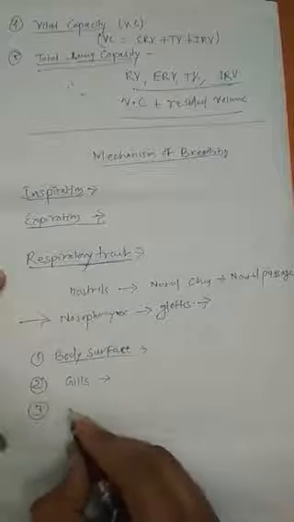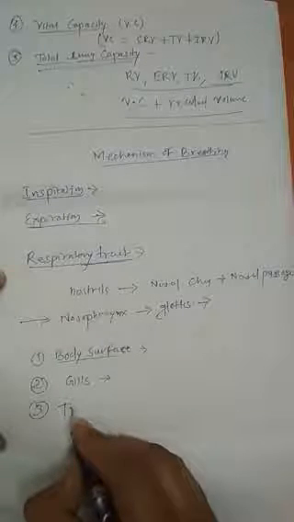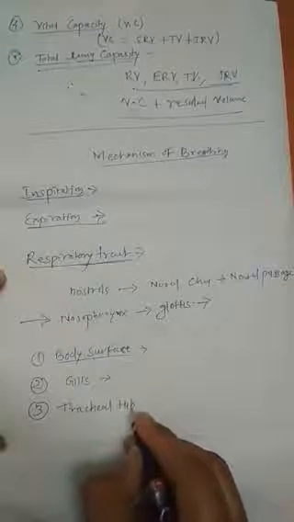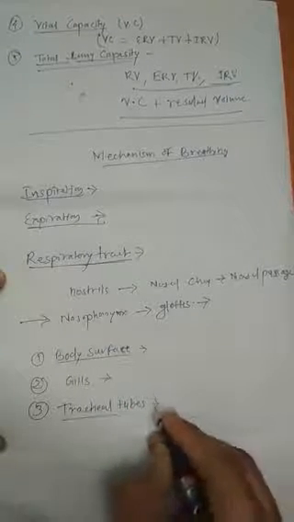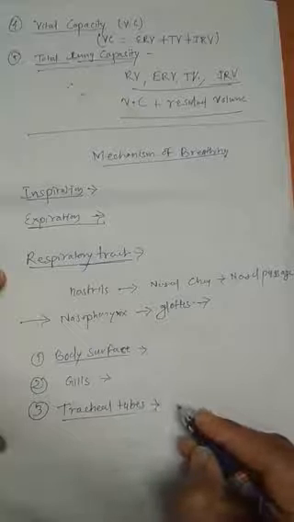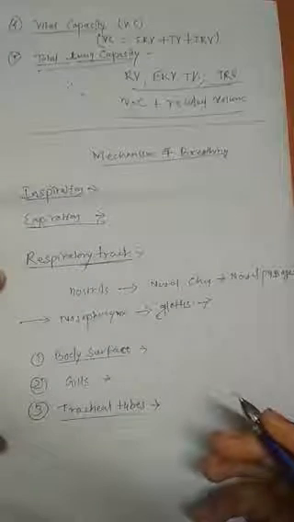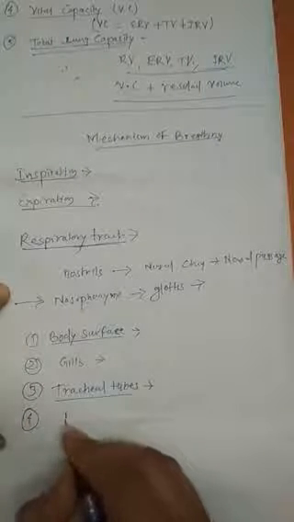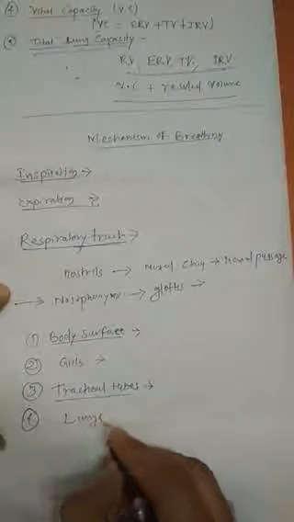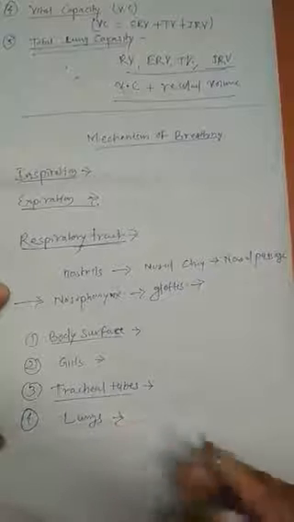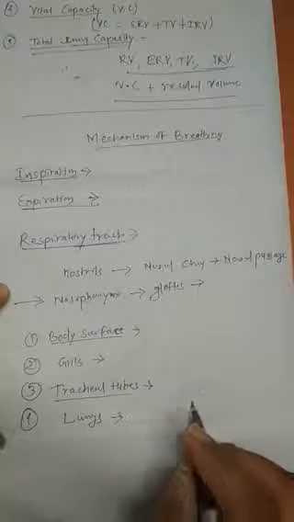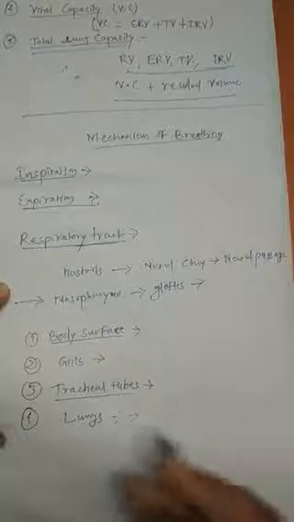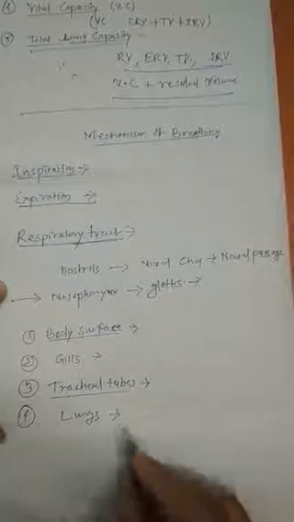Number 3, tracheal tubes. For example, insects and a few other arthropods. Number 4, lungs. Example, all land vertebrates: amphibians, reptiles, aves, and mammals. Okay.